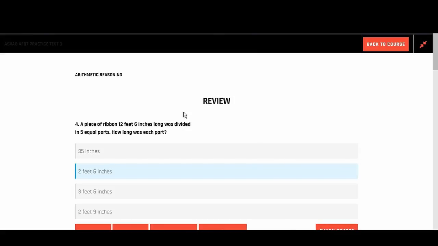Alright, number 4, a piece of ribbon 12 feet 6 inches long was divided into 5 equal parts. How long was each part? So we got a piece of ribbon that's 12 feet 6 inches long. We're dividing it into 5 equal parts. Now at this point you're probably saying, how do I do this since it's feet and inches? The trick is to convert everything to inches and then convert it back to feet and inches if needed.